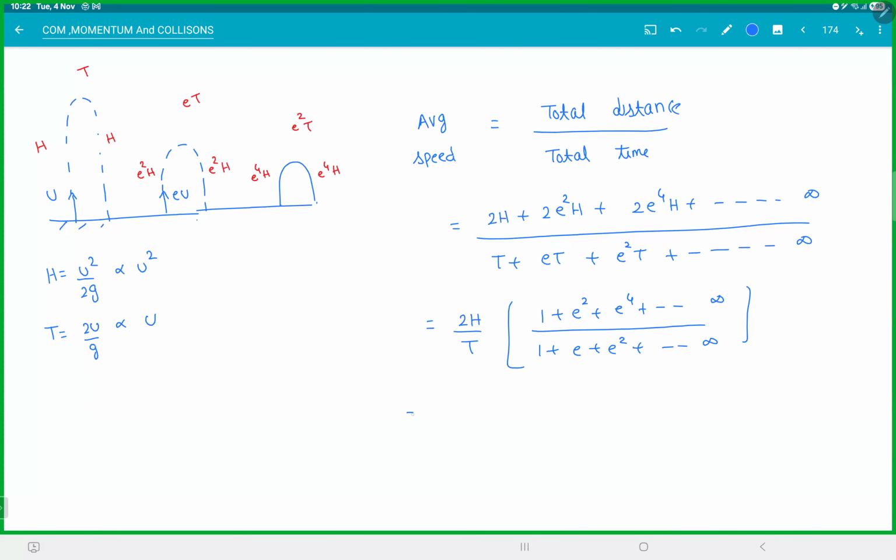There are two infinite GPs. H will be u square by 2g. This will be 2u by g. The numerator will be 1 by 1 minus e square. Denominator will be 1 by 1 minus e. Makes sense? Because r is e square in the first and e in the second. So that will become 1 plus e. The g will cancel, 1, 2 will cancel. You end up with u by 2 into 1 plus e. Check. 1 minus e square can be written as 1 plus e into 1 minus e. So 1 minus e will cancel off. That's your average speed.